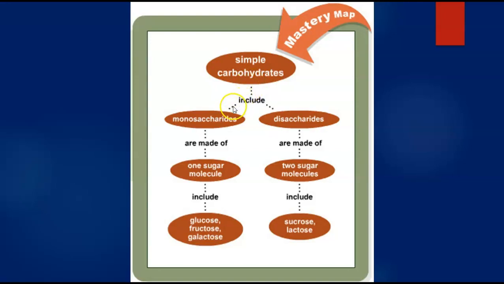Simple carbohydrates include monosaccharides, which are made of one sugar molecule, and examples of monosaccharides are glucose, fructose, and galactose. Simple carbohydrates also include disaccharides, which are made of 2 sugar molecules and include sucrose and lactose.